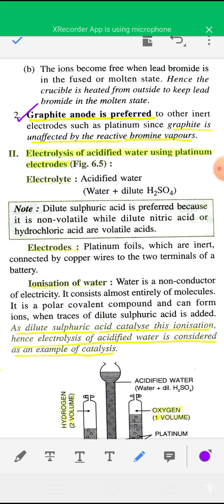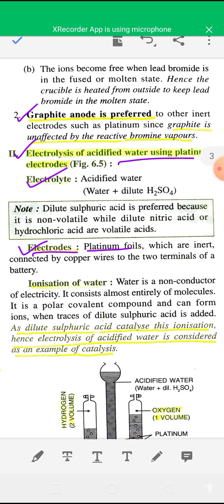Okay, now see electrolysis of acidified water. Electrolysis of acidified water, with dilute sulfuric acid. Dilute sulfuric acid is preferred because it is non-volatile, while dilute nitric acid and dilute hydrochloric acid are volatile acids. And in the electrolysis of acidified water, the electrodes used are platinum foils. Platinum electrodes are used in electrolysis of acidified water.